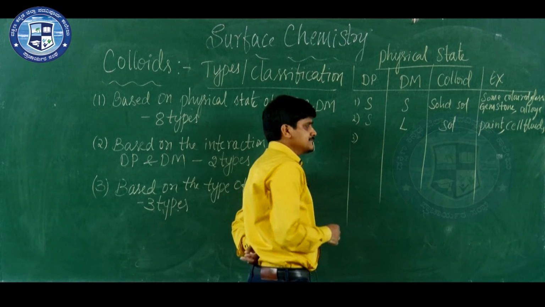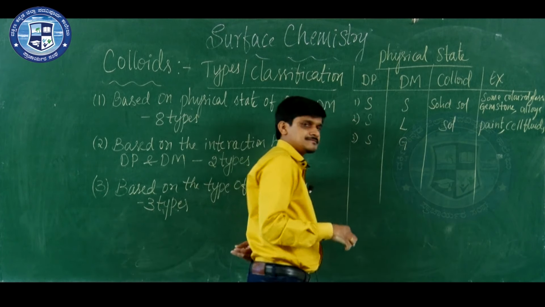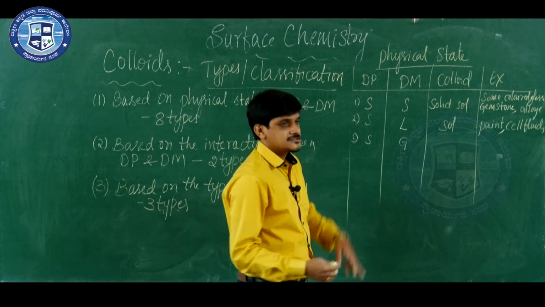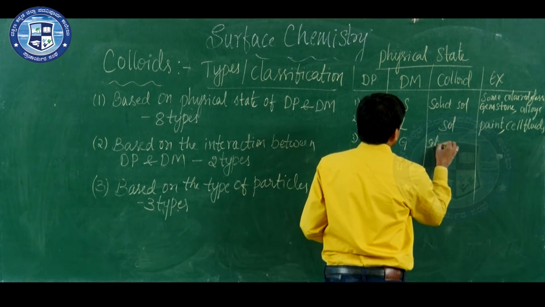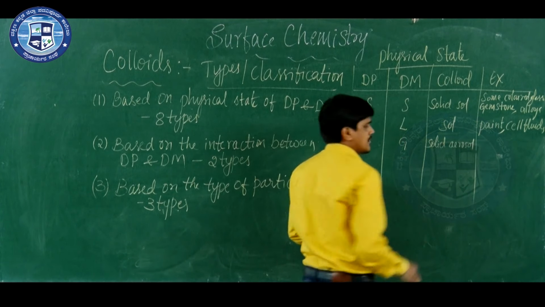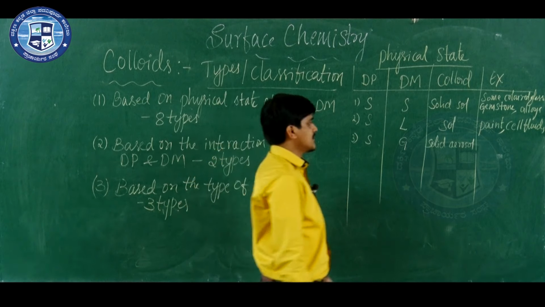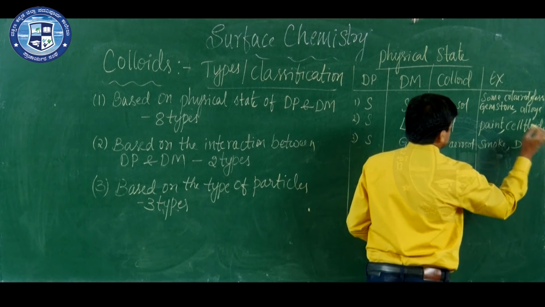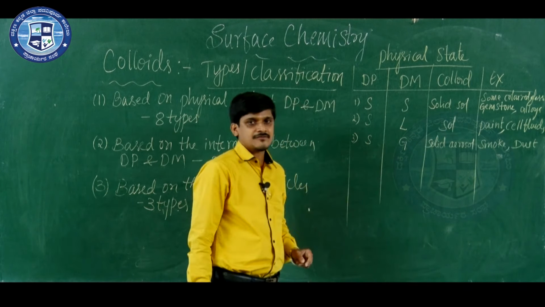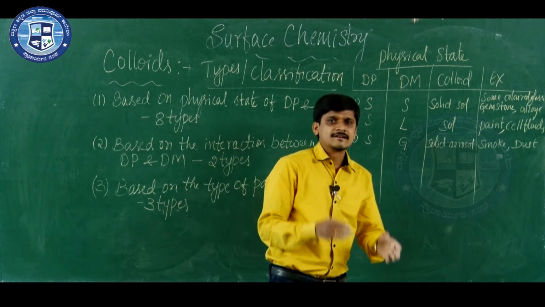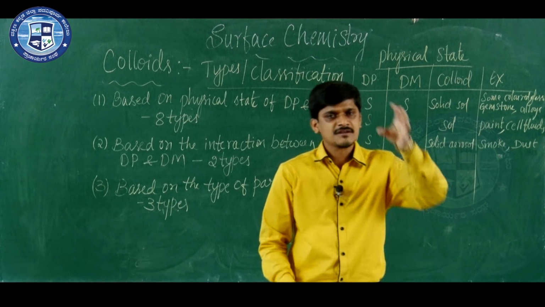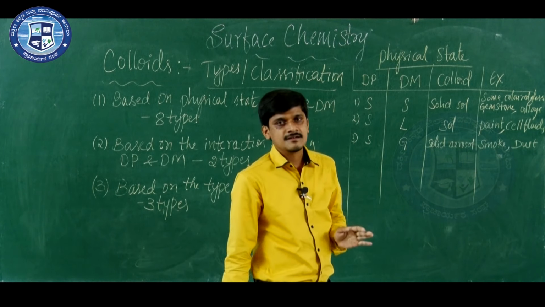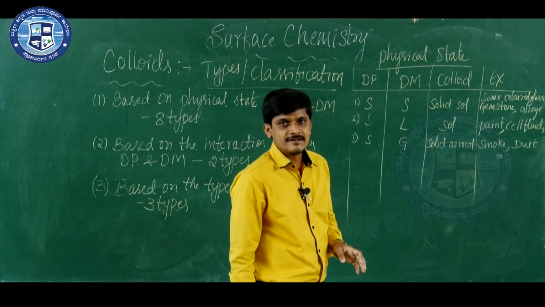Third one, solid dispersed in gas, that is called solid aerosol. Examples are smoke, that is solid aerosol, and dust, that is also solid aerosol. Smoke is carbon particles in air. So carbon particle is dispersion phase and air is dispersion medium. Therefore that is solid dispersed in air. Therefore this is solid aerosol.